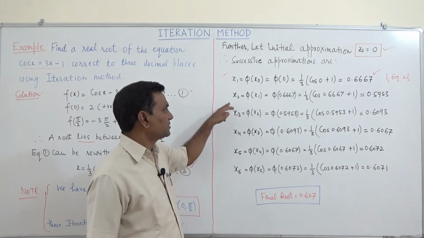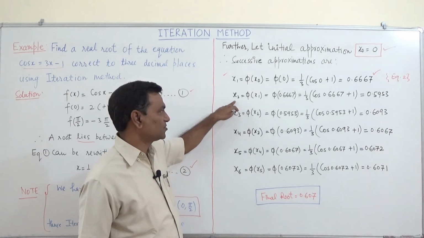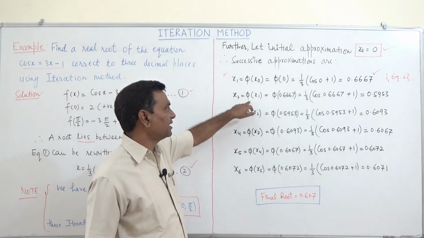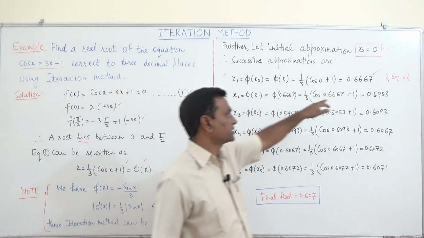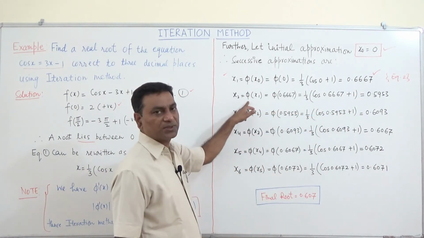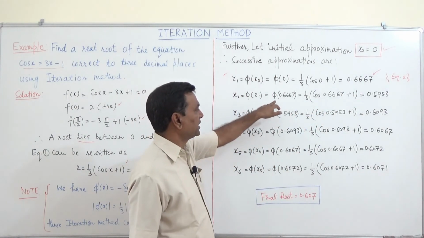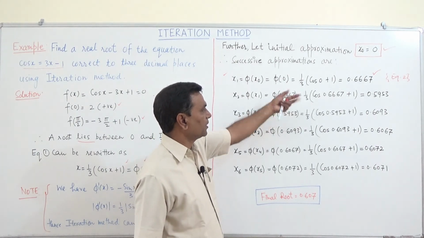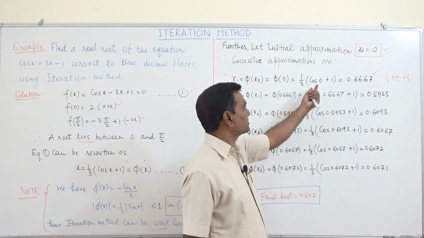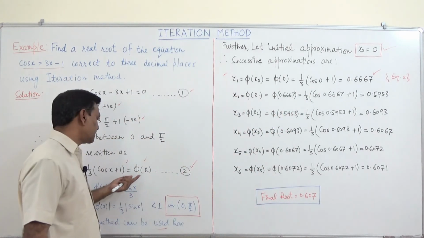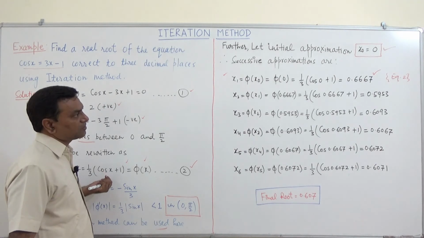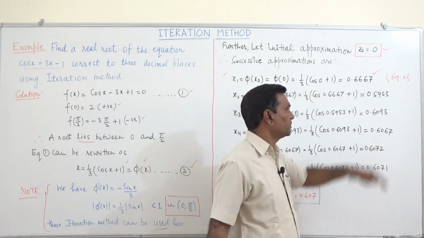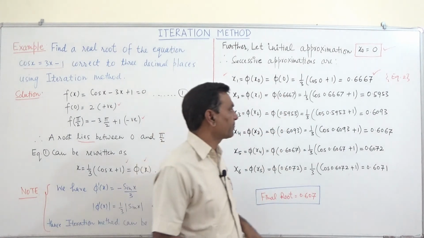Now similarly we can calculate the value of x2, the second approximation. The second approximation is phi(x1), using the value of x1 here. So x2 = phi(0.6667). We put this value in the cos in equation number 2, (1/3)(cos 0.6667 + 1), and it comes out to be 0.5953.